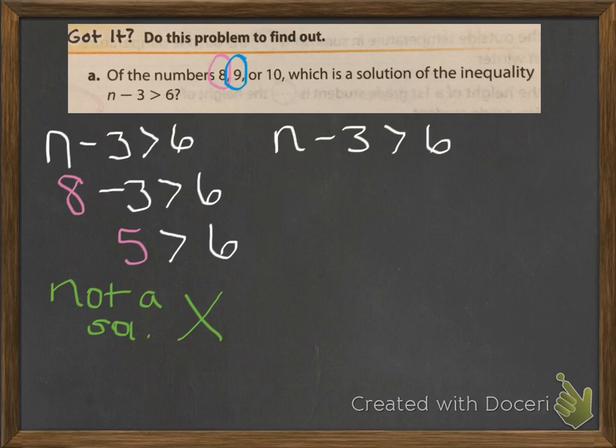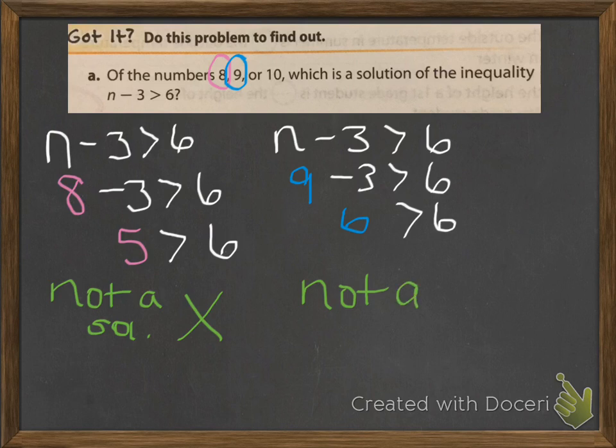Then I'm going to plug in blue 9 for my n. Everything else stays the same. 9 minus 3 is greater than 6. Okay, then you can see here 9 minus 3 is 6. So 6 is greater than 6 is what this says. And 6 is not greater than 6 because 6 is actually equal to 6. So this is also not a solution, X.